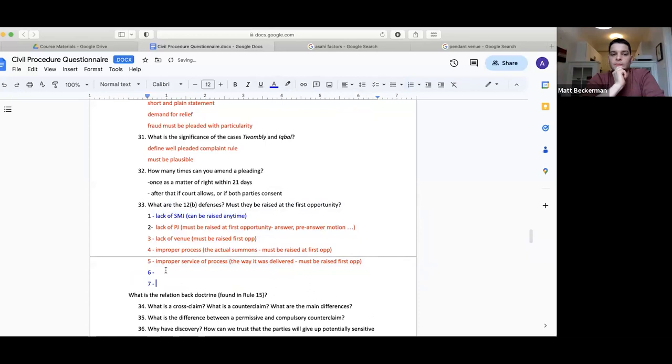6 is like the one that Paul taught. 6 is like what everyone thinks when they say motion to dismiss. That's failure to state a claim upon which relief can be granted. That's really like the Twombly and Iqbal. So 12(b)(6) is probably the most common that you'll see in practice. For sure. And then there's 7?